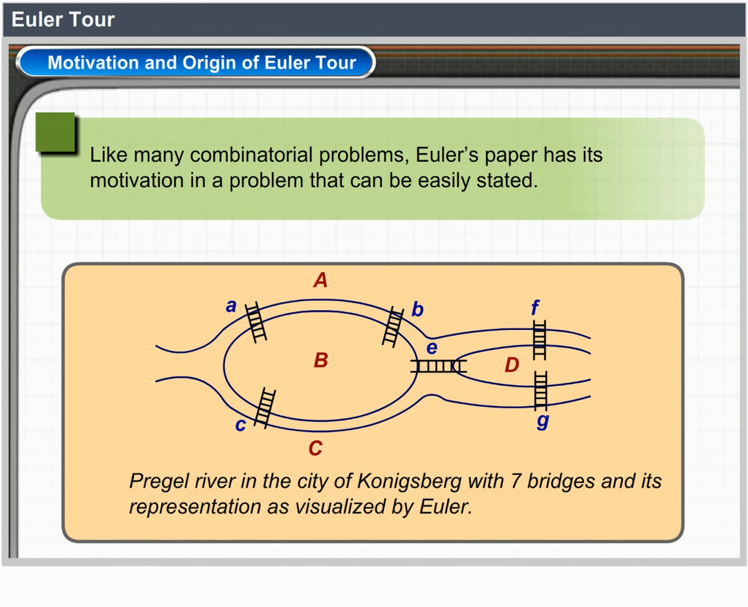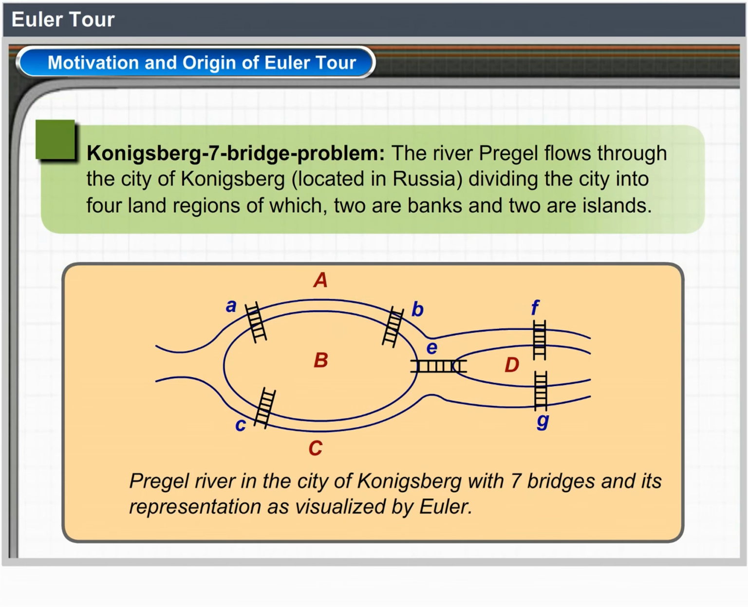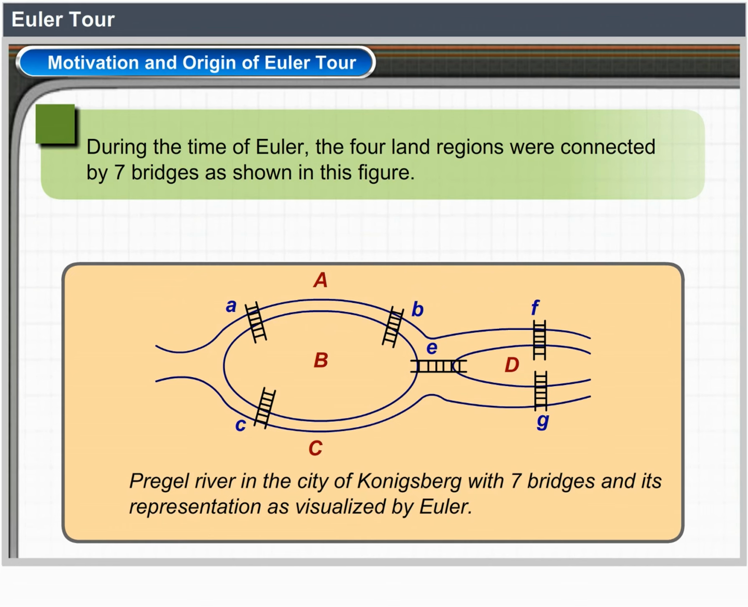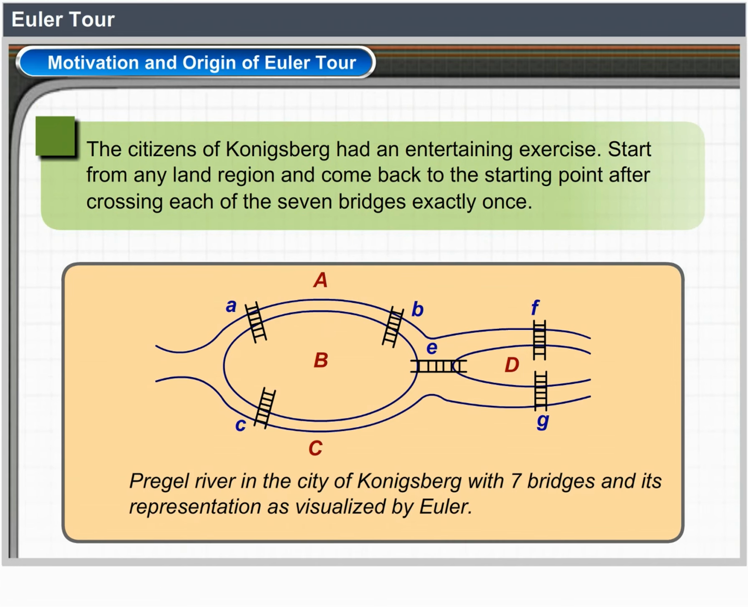Königsberg 7-bridge problem. The river Pregel flows through the city of Königsberg, located in Russia, dividing the city into 4 land regions, of which 2 are banks and 2 are islands. During the time of Euler, the 4 land regions were connected by 7 bridges, as shown in this figure. The citizens of Königsberg had an entertaining exercise. Start from any land region and come back to the starting point after crossing each of the 7 bridges exactly once.